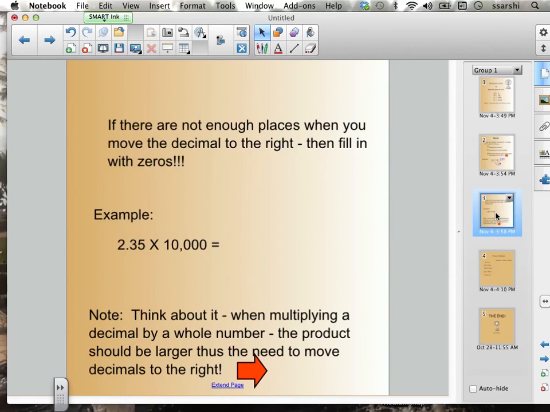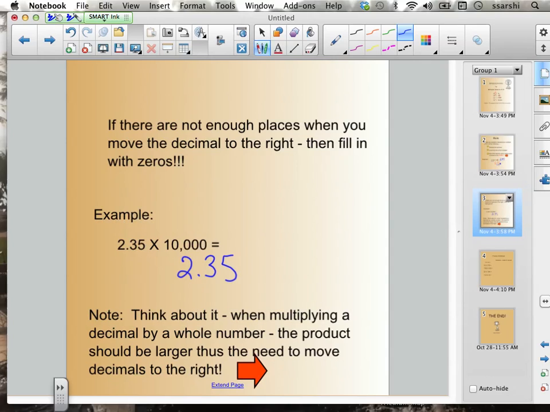Let's look at what we do if there are not enough places when you move the decimal to the right. The rule is you fill it in with zeros. So we're looking at one of the same factors, 2.35. This time we're multiplying it by 10,000. So if you remember, what I'm going to do is rewrite the decimal, 2.35. I count the number of zeros, 1, 2, 3, 4.